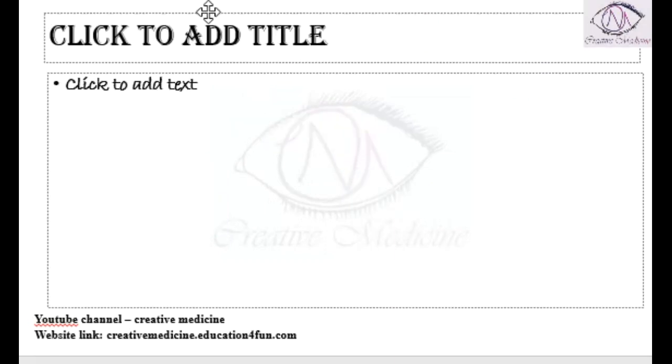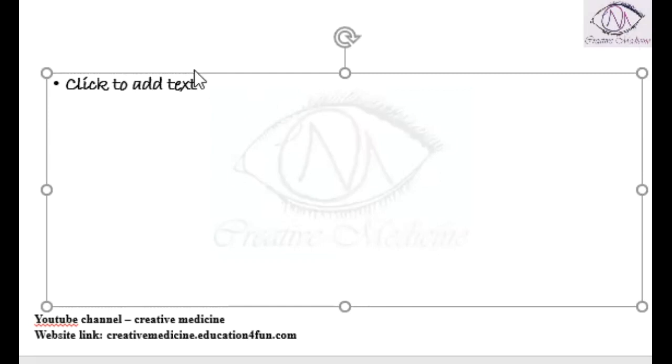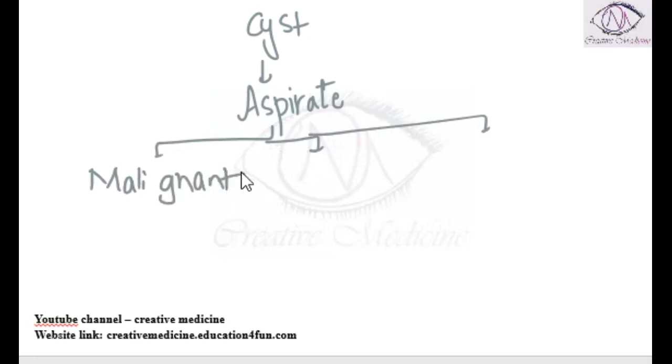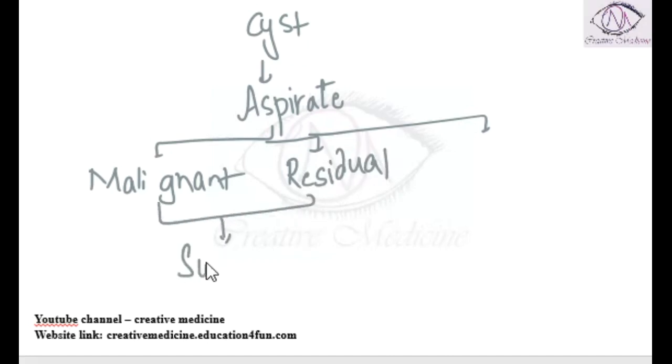First we will see if the lesion is a cyst. If the lesion is a cyst after ultrasonography, and the size is more than 1 centimeter, first you will have to aspirate the cyst and then send it for histopathological examination. On histopathological examination you will get three results. One, the cyst can be malignant, or it can be a residual cyst. In both these conditions, it is advised to do a surgery.